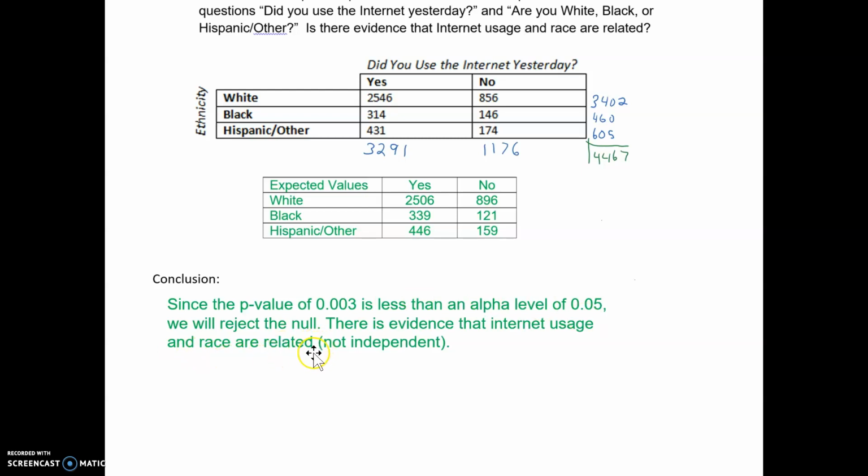There we could stop and just put a period there. I like putting not independent, especially if the question actually asks about dependence. So we got to be careful with that, how you word that.